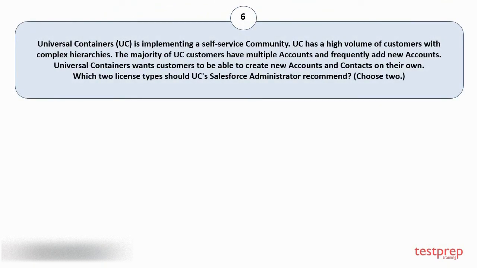Question number 6. Universal Containers is implementing a self-service community. UC has a high volume of customers with complex hierarchies. The majority of UC customers have multiple accounts and frequently add new accounts. Universal Containers wants customers to be able to create new accounts and contacts on their own. Which two license types should UC's Salesforce administrator recommend? Choose 2.